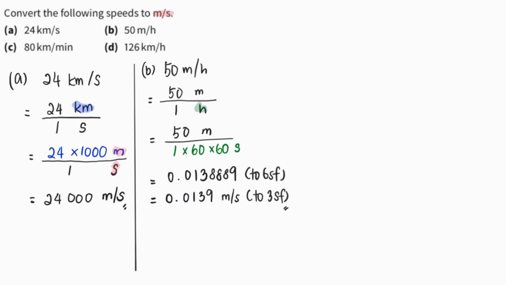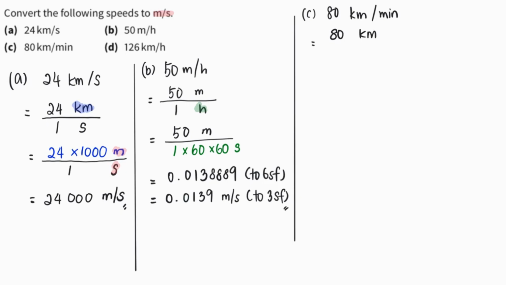Alright, let's move on to part C now, where we will have to convert 80 kilometer per minute. Again, it is the same, kilometer over 1 minute. That's my starting point. And I would then need to convert the kilometer to meter. Just need to multiply by 1000. That will give us the meter.